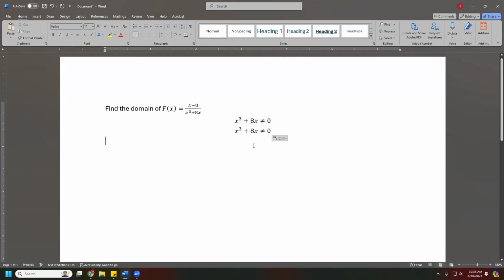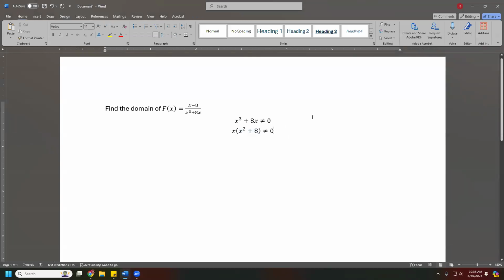So what I notice is that this term right here contains an x. In fact, it has 3 copies of x. And this term right here also contains an x. So what I'm going to do is I'm going to take that x, pull it out to the front, and then one x gets removed from this guy, and one copy of x gets removed from this guy.